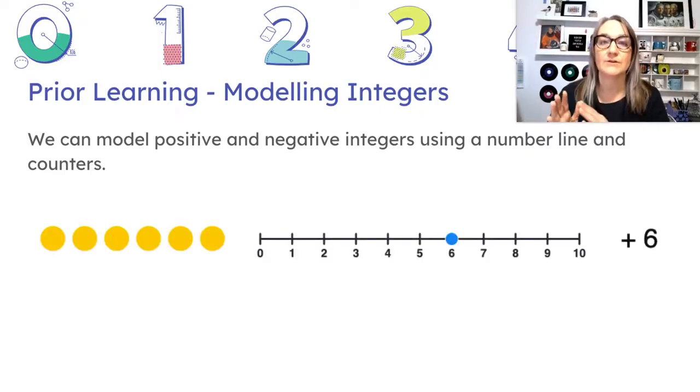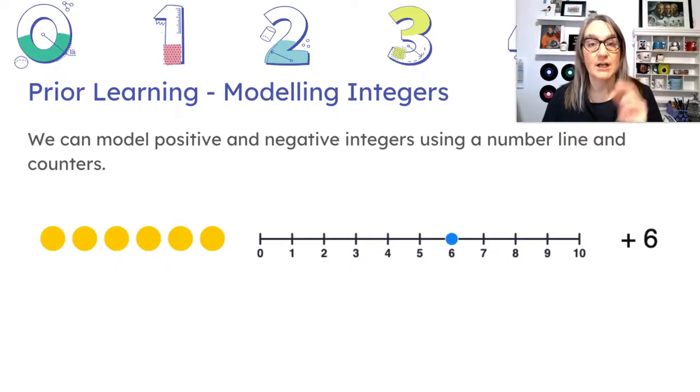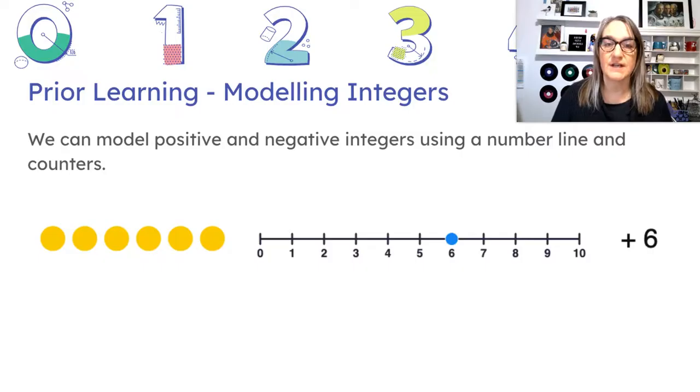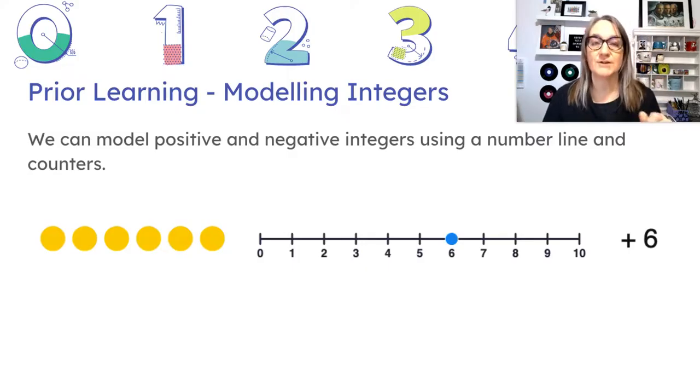Remember, each yellow counter represents positive 1, and each red counter represents negative 1. So in this example, we see we have 6 yellow counters. Each one of them represents positive 1. 1 times 6 is 6. So this picture with the yellow counters represents the integer positive 6, as you see here. On the number line, we see we've moved 6 units from 0 to the right of 0 in the positive direction, and we've arrived at 6. Positive 6 can be represented the same way using a number line.